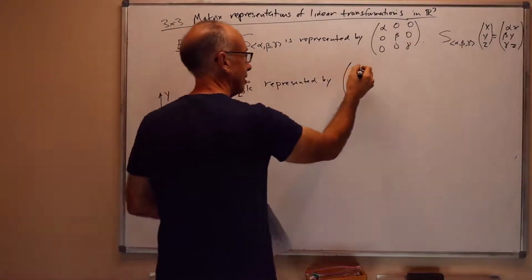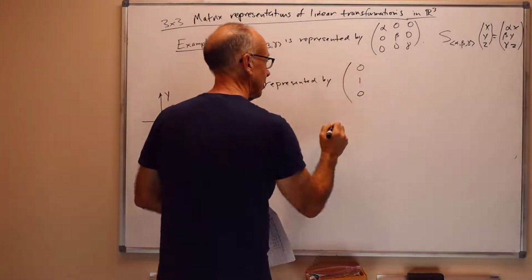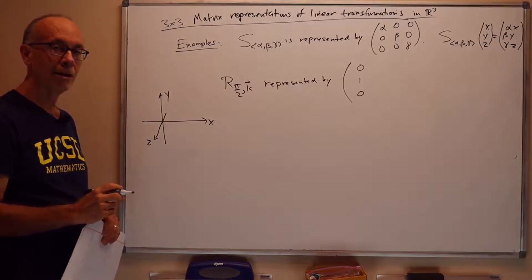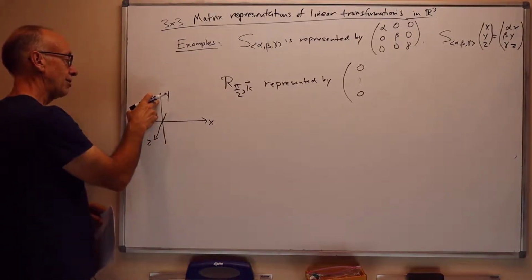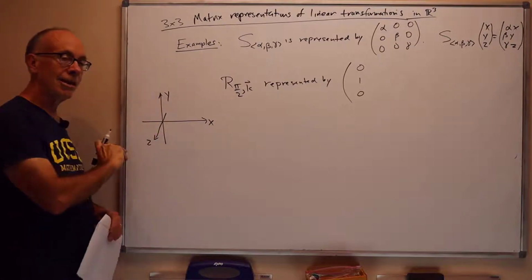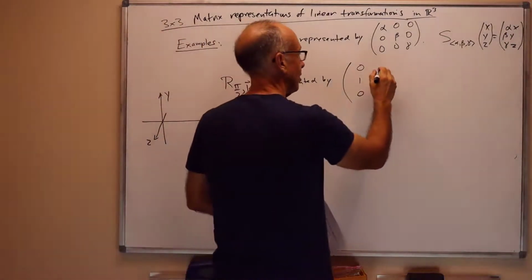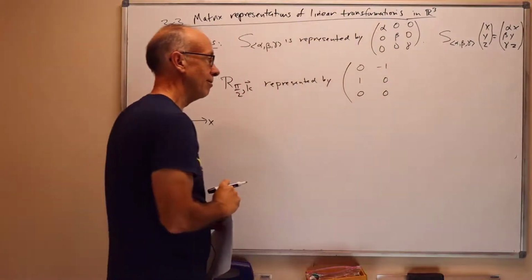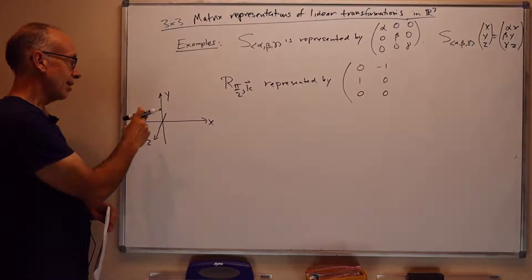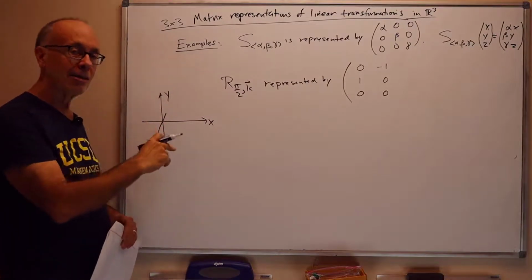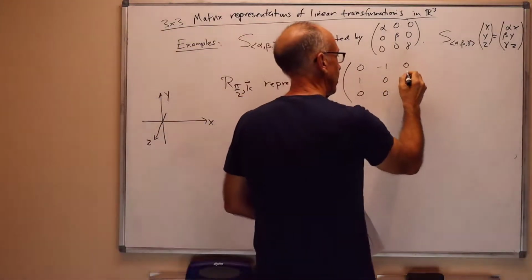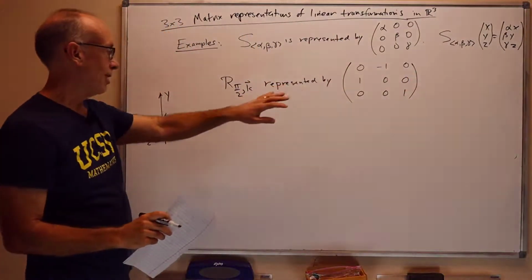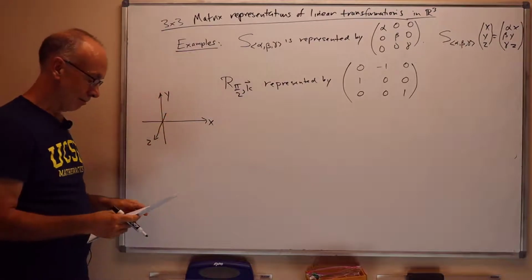So the image of the i vector is 0, 1, 0. And that's actually the first column of the matrix representing our r pi over 2k. The j vector on the y-axis rotates 90 degrees to the negative x-axis. So the unit vector 0, 1, 0 gets mapped to minus 1, 0, 0. That's the image of the j vector. The k vector is fixed. We're rotating around the axis containing the k vector, so it doesn't move. So it's just 0, 0, 1. And it's not hard to check that this matrix I wrote out corresponds to this picture.